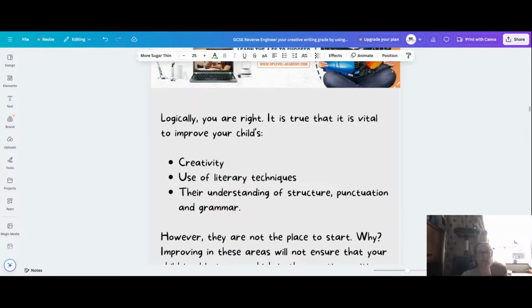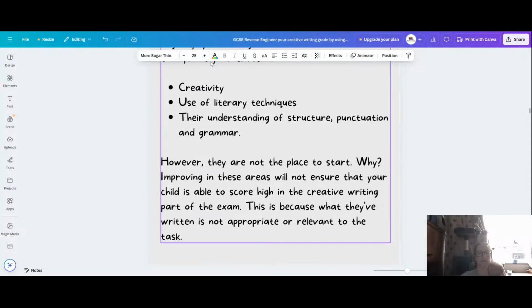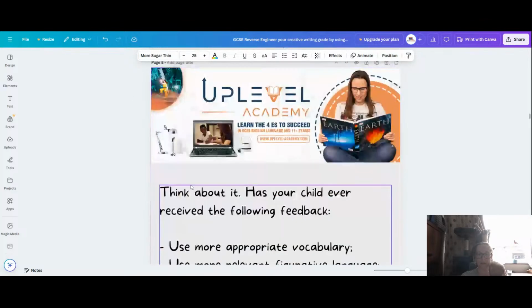Logically, you're right. It is true that it's vital to improve your child's creativity, use of literary techniques and understanding. But that is not the place to start, because improving these areas will not ensure that your child is able to score high in creative writing. What they've written may not be appropriate or relevant to the task, and that's why, if they don't know how to use those tools, it's a waste of time. Okay, so where do you start then?